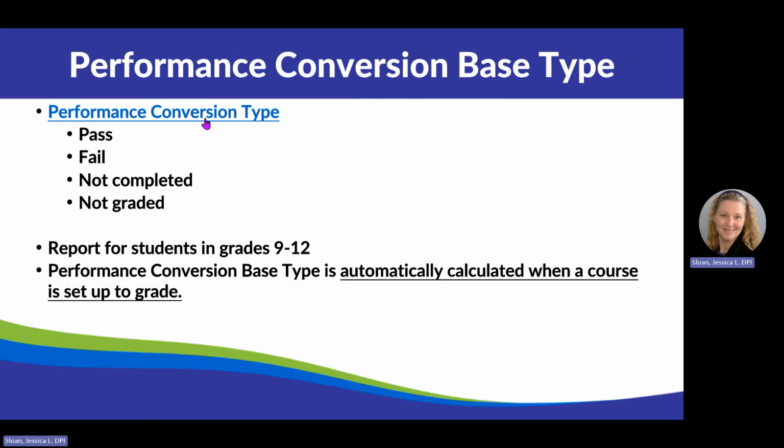And I've already briefly spoken about performance conversion type, but just a reminder, the performance conversion type is telling us basically if, based on your grading, a student passed or failed. And again, we're reporting for all grades 9 through 12. And DPI auto calculates that performance conversion type. You just have to send your grades.